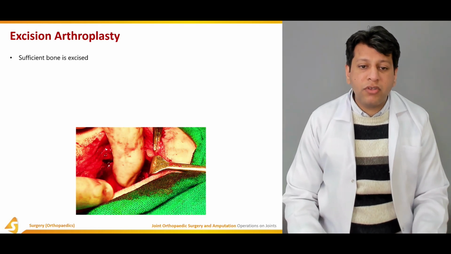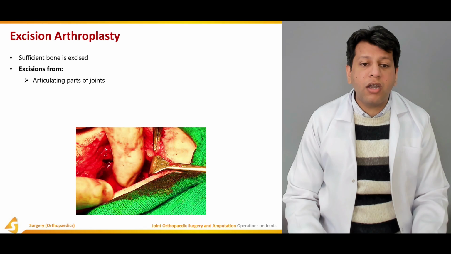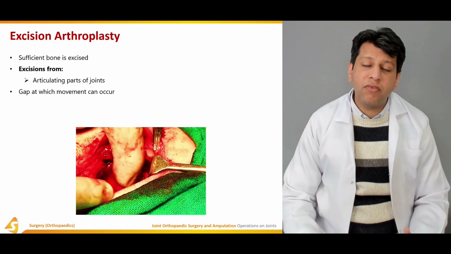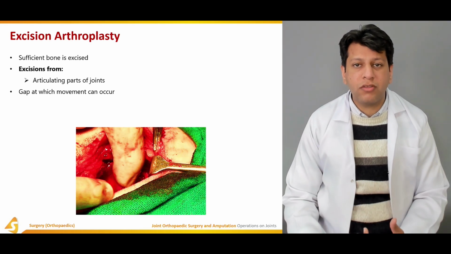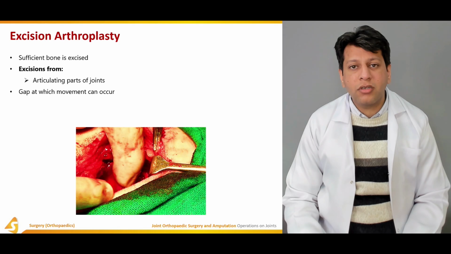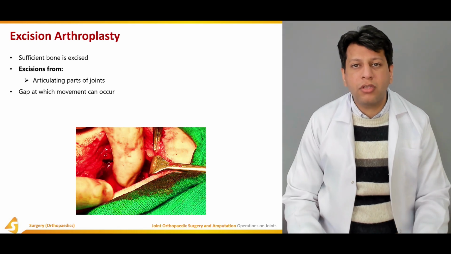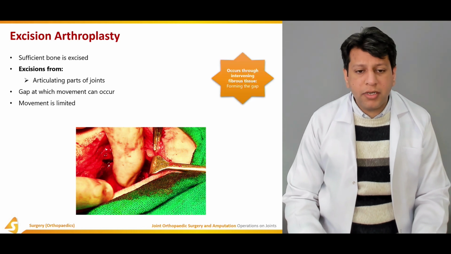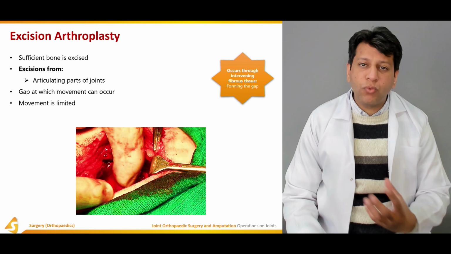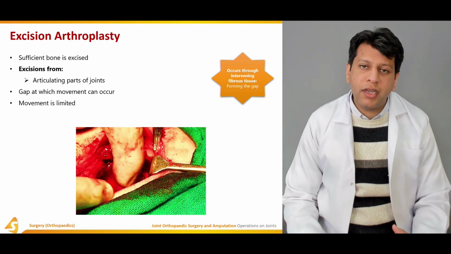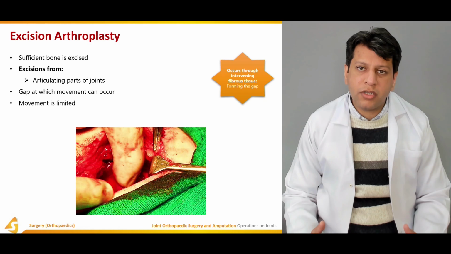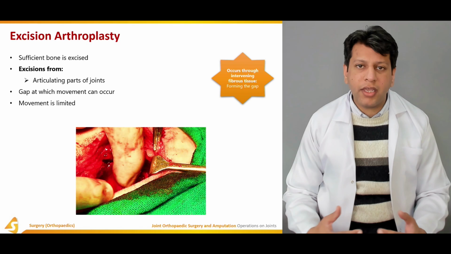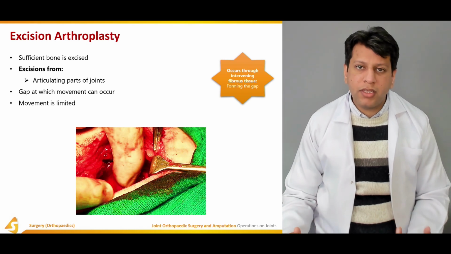Sufficient bone is excised, that is, the articulating parts of the joint are removed, leaving a gap at which the movement occurs. Some degree of movement would still occur because other joints are functioning and the limb's overall function is preserved, but there is still gross limitation of movement of the joint. As I told you, movement is always limited in this case. The mindset behind this is that there is going to be increased fibrosis there, and this fibrous tissue in the gap is going to act as a kind of bridge between the proximal and the distal bone.